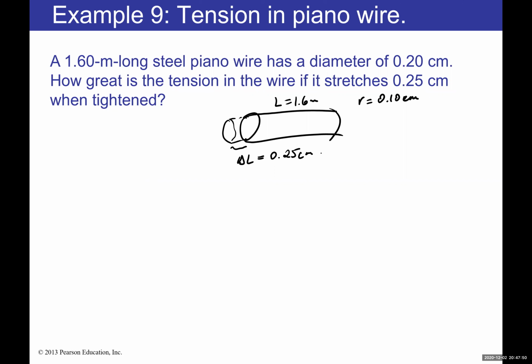All right, so if I convert this, it's going to be 0.25 times 10 to the negative 2 meters, right? Because 100 centimeters is 1 meter. Then from here, I can use this equation where F of T over area equals the Young modulus times delta L over L. One thing we can do here is keep the ratio of delta L over L in centimeters or in meters, it doesn't matter.